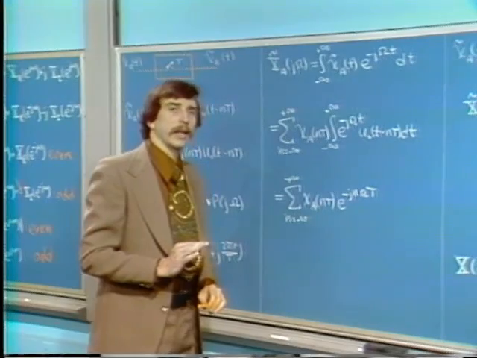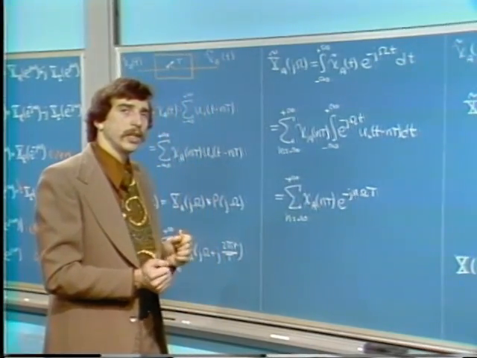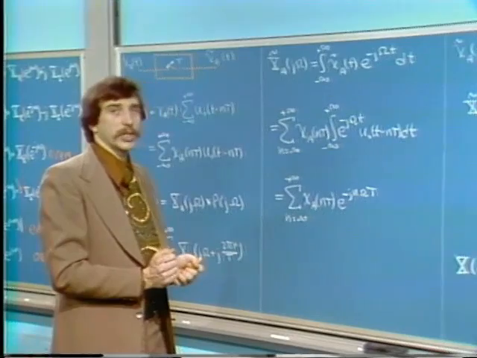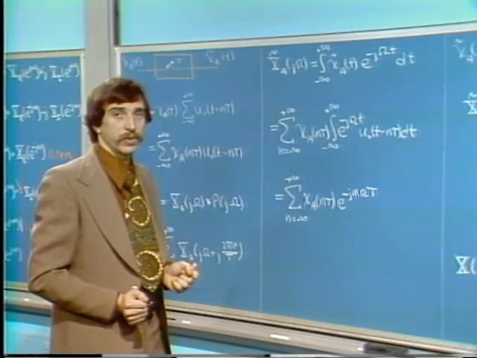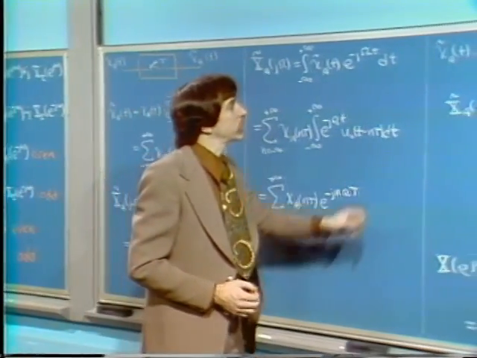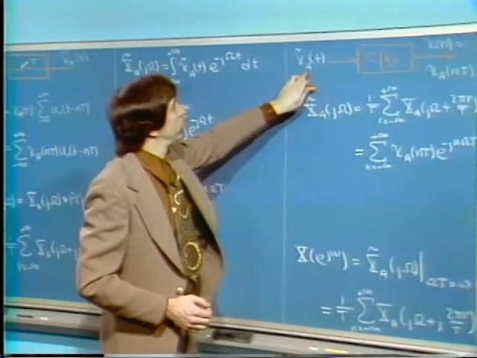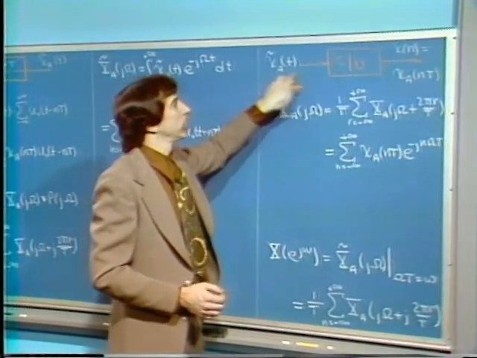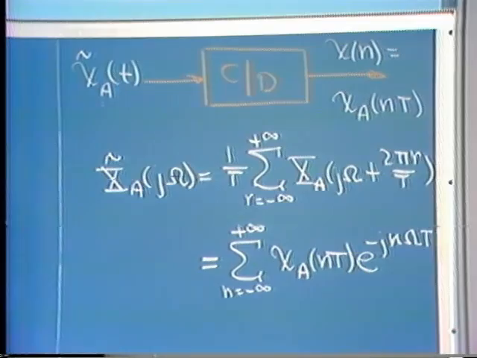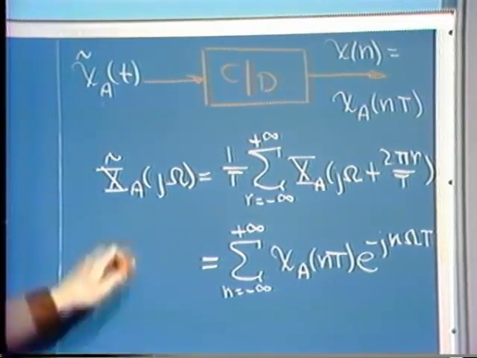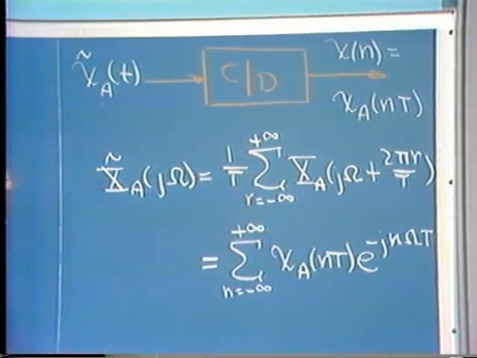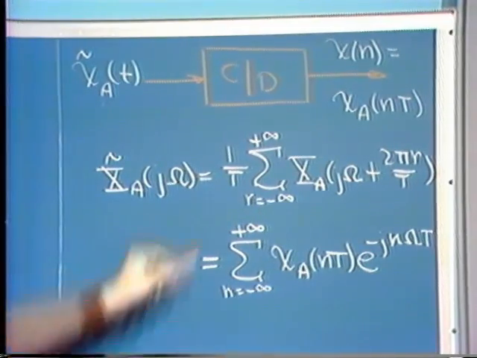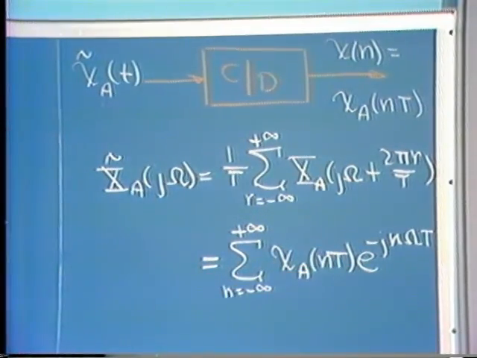Now we want to look at the relationship between the continuous time Fourier transform of x sub a of t and the discrete time Fourier transform of x of n. So we have the next step, which is to put this impulse train into the continuous to discrete time converter. And I remind you that we just developed two results. One result was that x sub a tilde of j omega was given by this expression. Also, we developed that it was given by this expression.